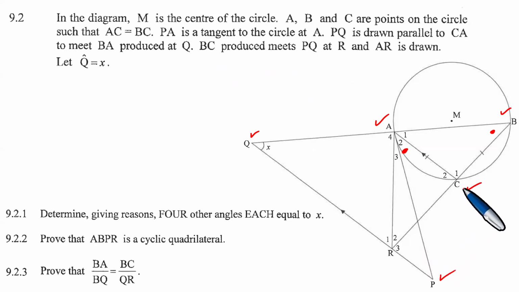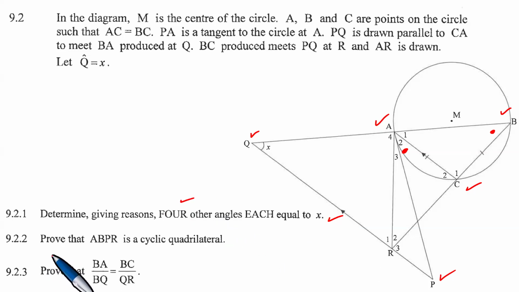Right, so there's BC produced, which meets PQ at the point R. Here's the point R, and AR is drawn. Let the angle Q be equal to X, and there is X there. Determine, giving reasons, 4 other angles, each equal to X. We need 4 angles, each equal to X.